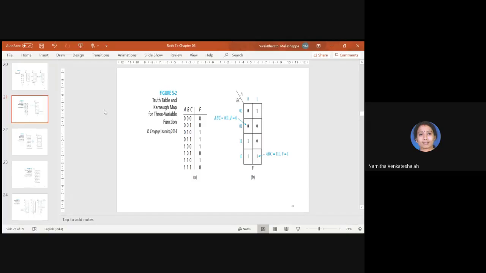Next diagram, students, you are learning three variable Karnaugh maps. So let us look at this three variable Karnaugh map, students. Look here.